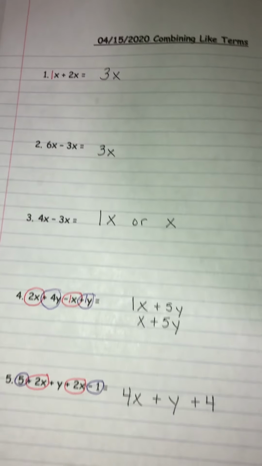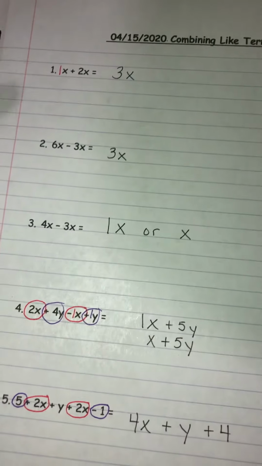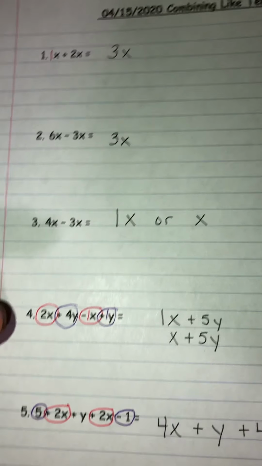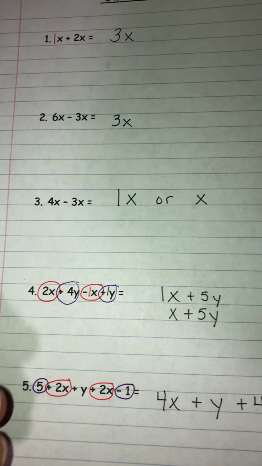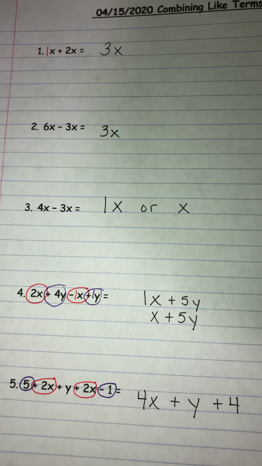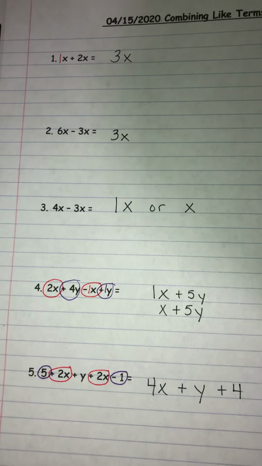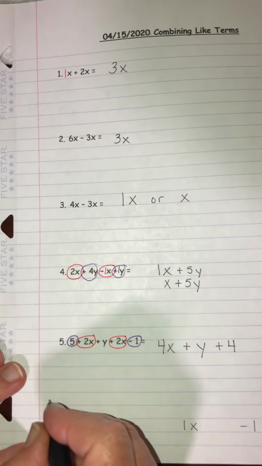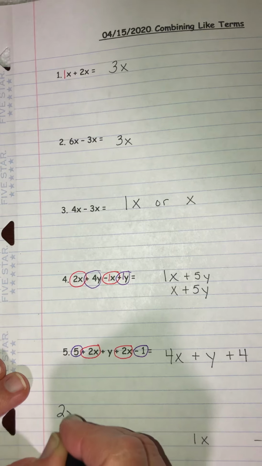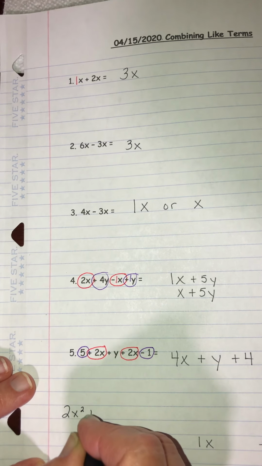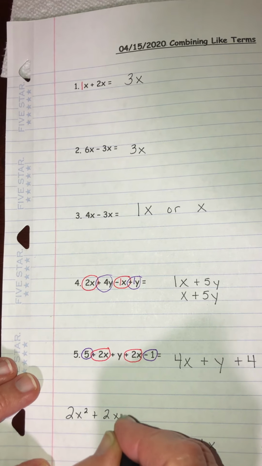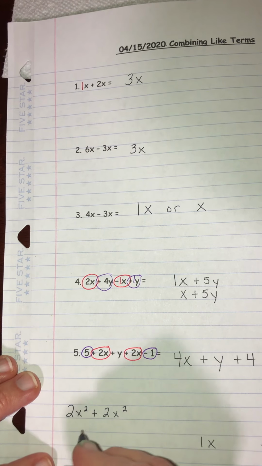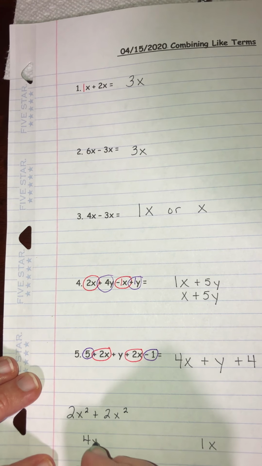So these different problems, you can see they're very basic, some of them, and some of them get very detailed. This is only the beginning of combining like terms, because down the road, I'm going to draw it down here for you, just show you something that we might look at another time. You might have something like 2x squared plus 2x squared. And that would simply be 4x squared.